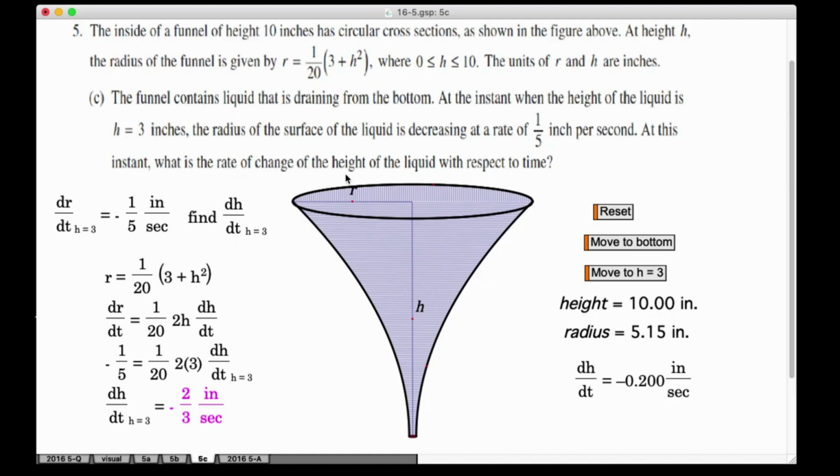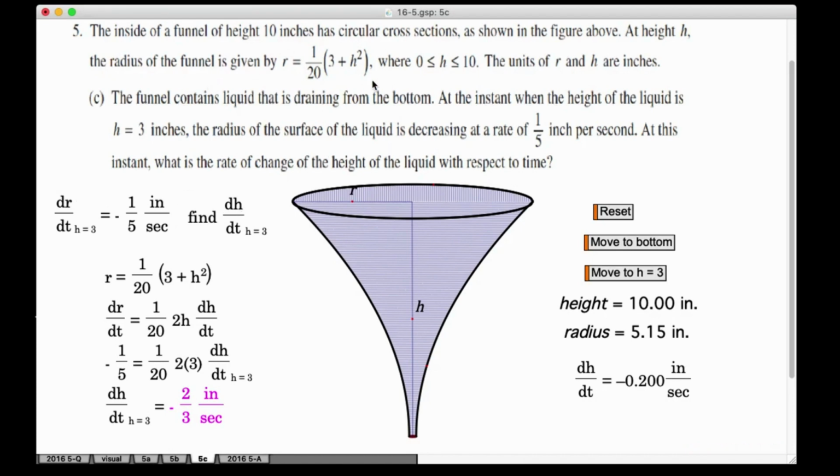Well, the rate of change of height would be dh/dt. So we're looking for dh/dt when the height is 3. Now, I feel the best way to solve related rate problems is this: if you know what you're looking for, over here is what you're looking for, and if you know what you're given, then I see these two variables r and h. I need an equation relating these two variables.